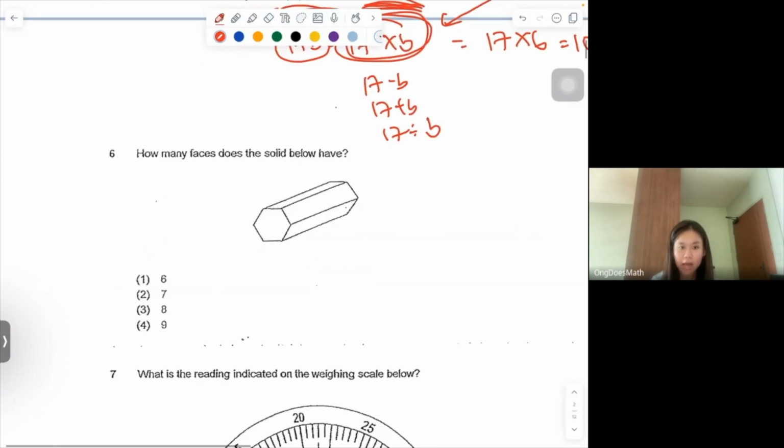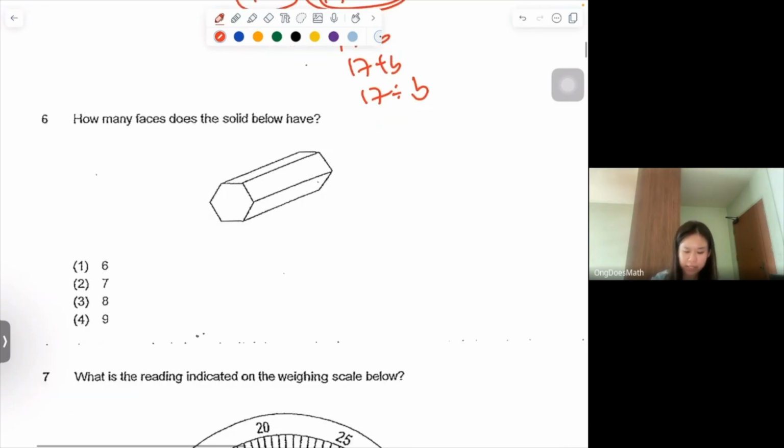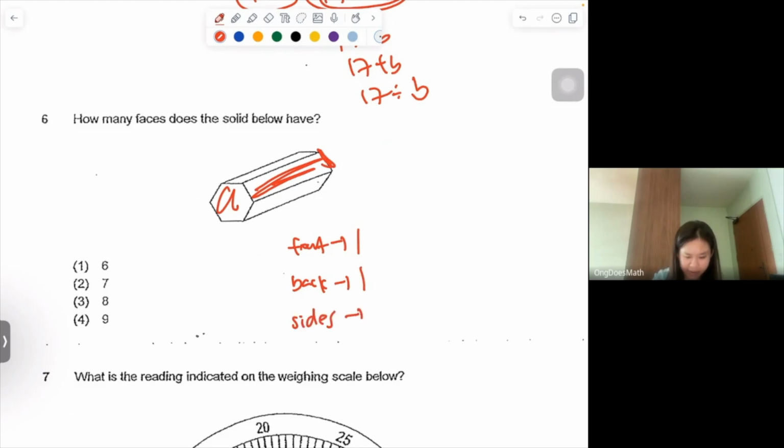Question 6. How many faces does the solid below have? For this, you have the side faces and you have the front and back. Front, you have one face. Back, you have one face. What about the sides? How many faces do you have at the side?